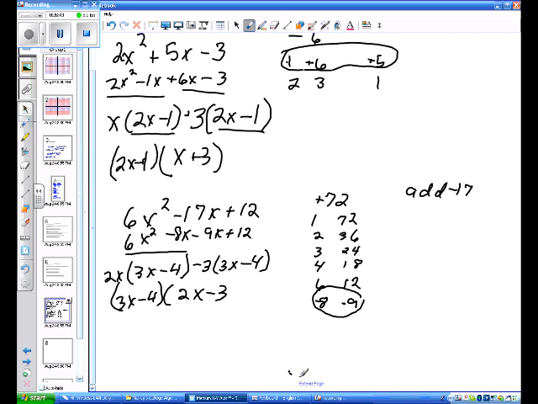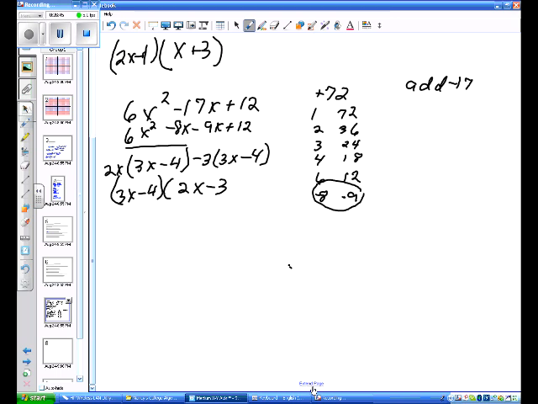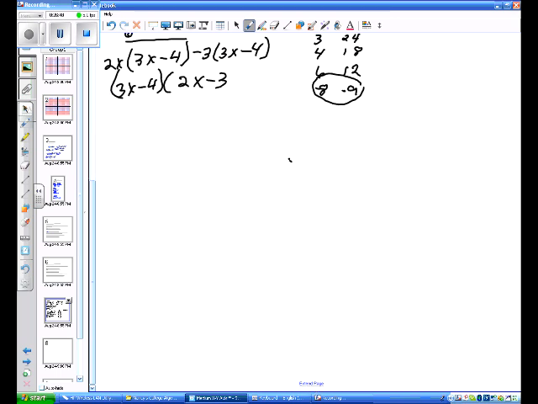Okay, let's do another one. Let's take this one: 5x squared plus 13x plus 6. Okay, there's no common factor. I have 3 terms and my coefficient's not 1. So I'm going to have to multiply. 5 times 6 is a positive 30.